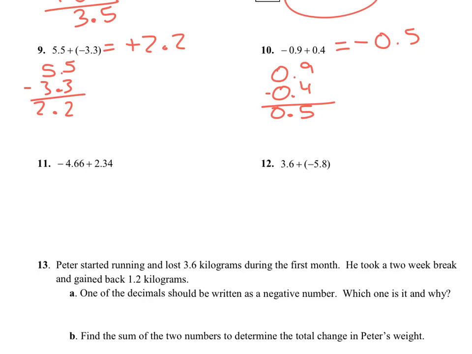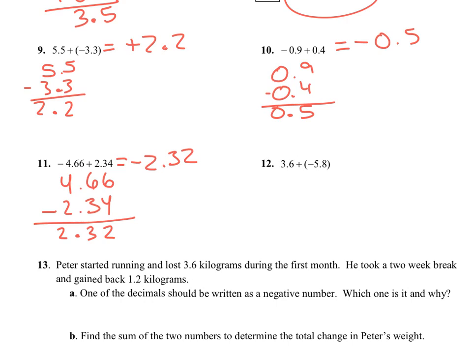Number 11. Here we go. Negative 4.66 plus 2.34. What number is bigger, the positive number or the negative number? The negative number is bigger, so my answer has to be negative. Since the signs are different, I subtract the numbers. So I take the larger number, 4.66, and I subtract the smaller number, 2.34. What's 6 minus 4? That's 2. What's 6 minus 3? That's 3. Bring down the decimal. And what's 4 minus 2? That's 2. So my final answer is negative 2.32.